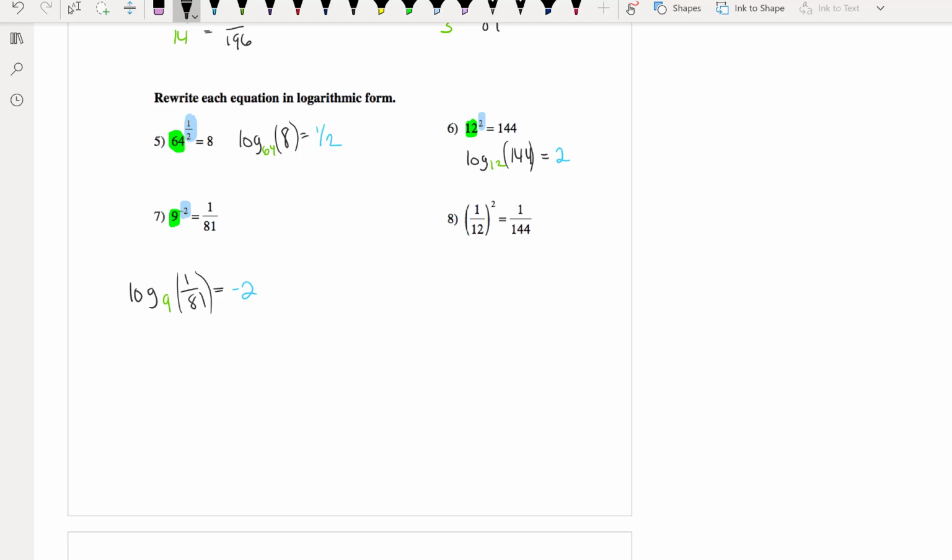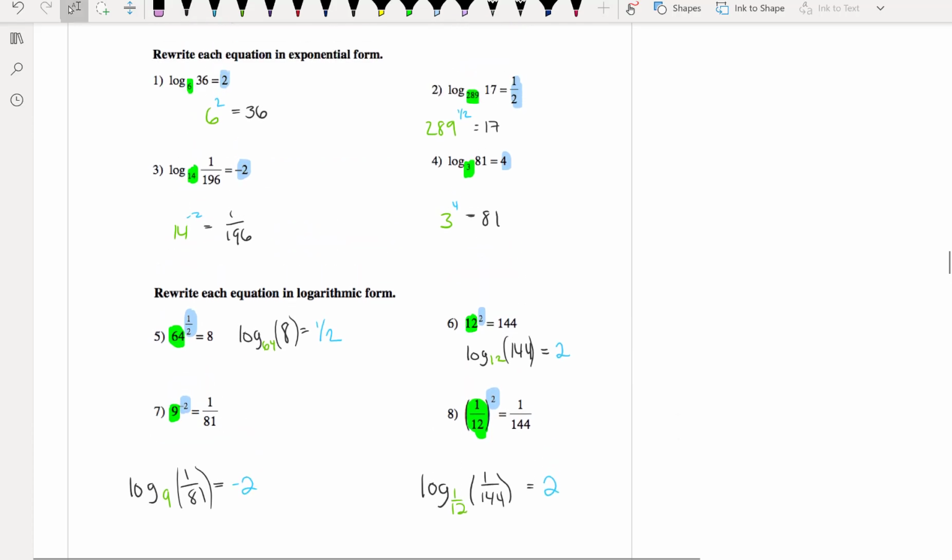And again, for that last one, number 8, don't forget what your base is. This is your base, and this is your exponent. So I have log, my base is 1/12, and it's equal to my exponent, which is 2. On the inside, I have 1 over 144. So 1/12 squared is 1/144. That is going to be your quick introduction of how to go from a log to an exponential, and from an exponential to a log.